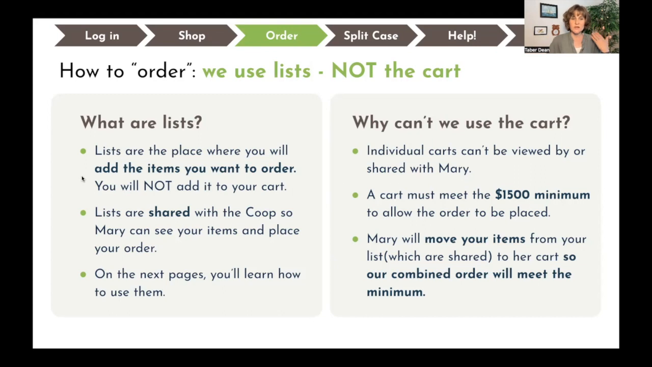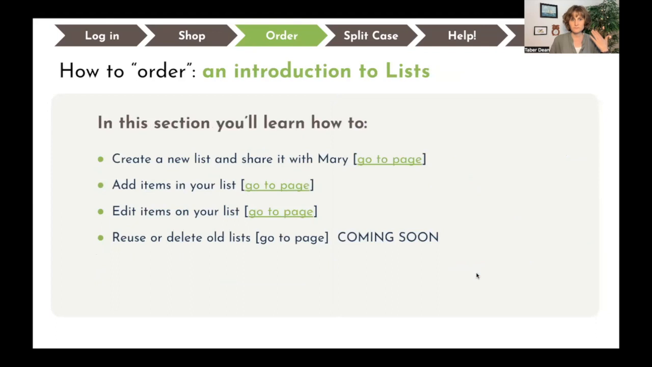All right. So now let's talk about how we create our lists. In this section, you're going to see creating a new list and sharing it. And then we'll learn how to add items to your list and then edit items that are on your list. Later, we're going to add a section talking about reusing or deleting old lists. We don't have that ready quite yet because we're still kind of learning the exact best way to go about this. It's definitely doable, but we're just going to get through this first month, and then we'll come back and revisit this.